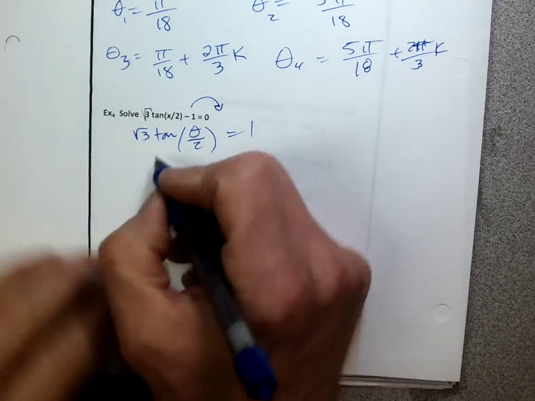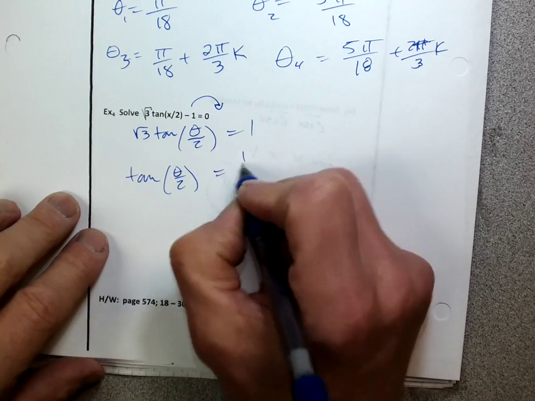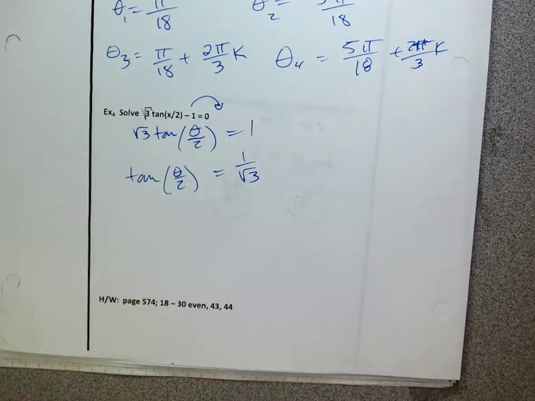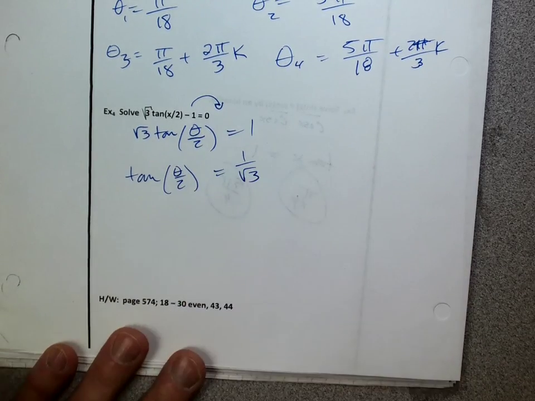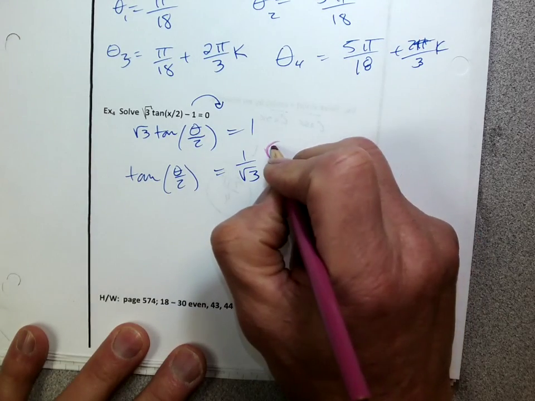Divide by the square root of 3, so tangent of theta over 2 equals 1 over the square root of 3, right? I just divide by the square root of 3, divide by the square root of 3. Now I'm going to rationalize this, make it a better answer so I can find out the unit circle.